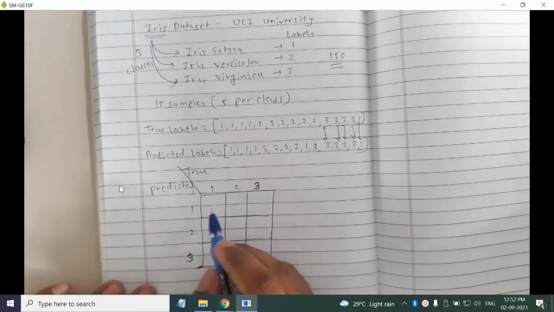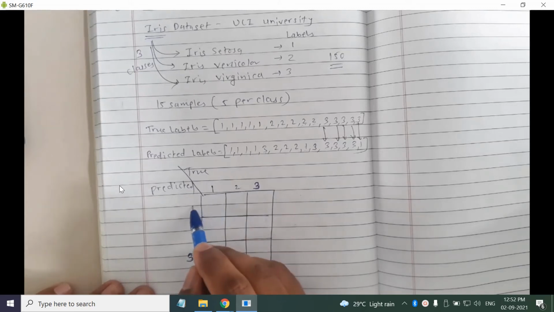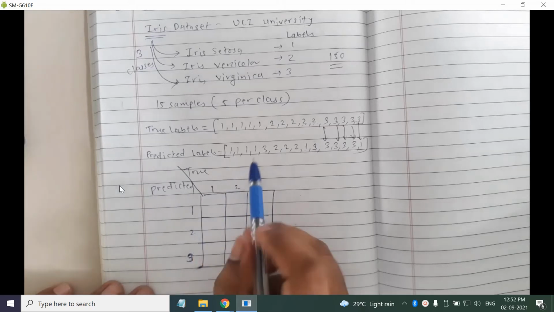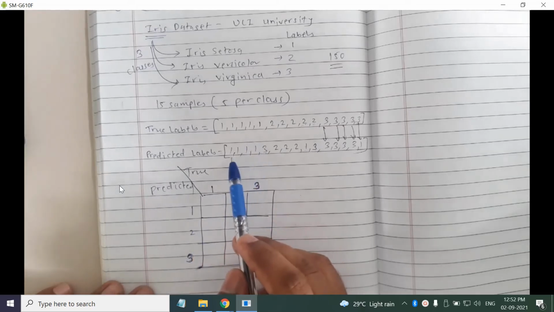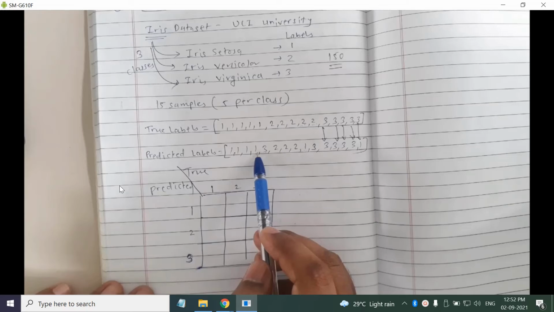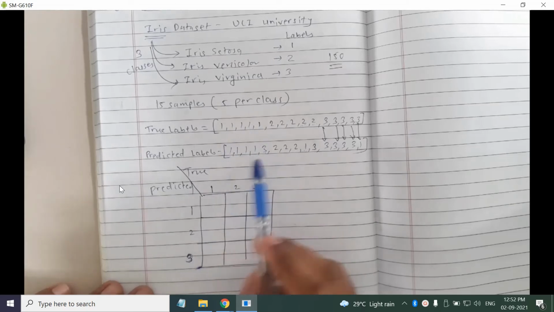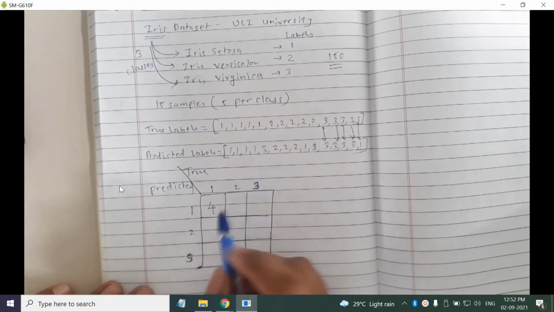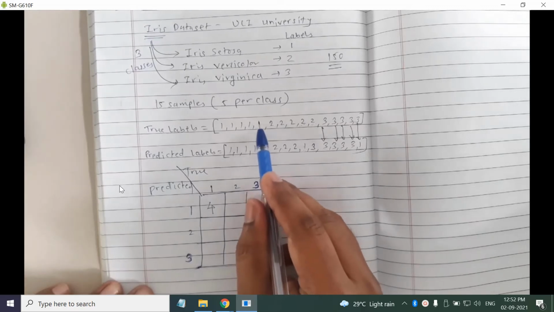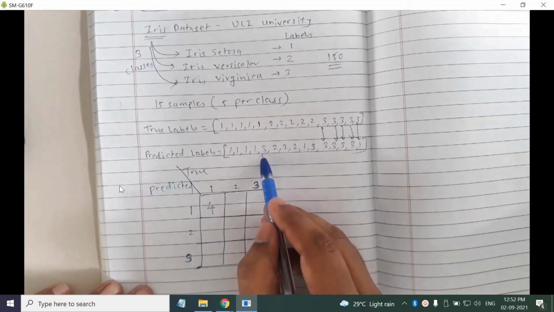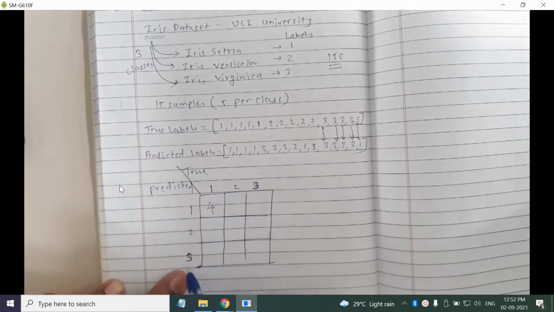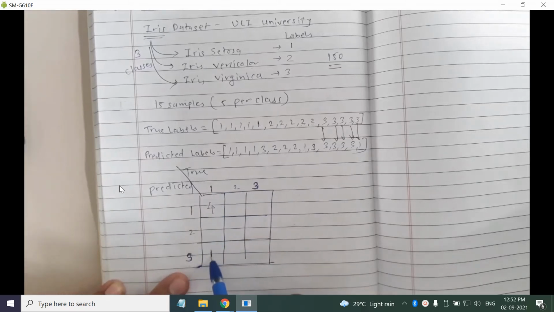Okay, the value of this is, the true label is 1, predicted is 1. This is happening for 4 samples, right? Out of 5, yes, 4 are correctly classified. Then what about this sample? The true label is 1, but predicted is 3. True label is 1, predicted is 3, so 1 will come here.